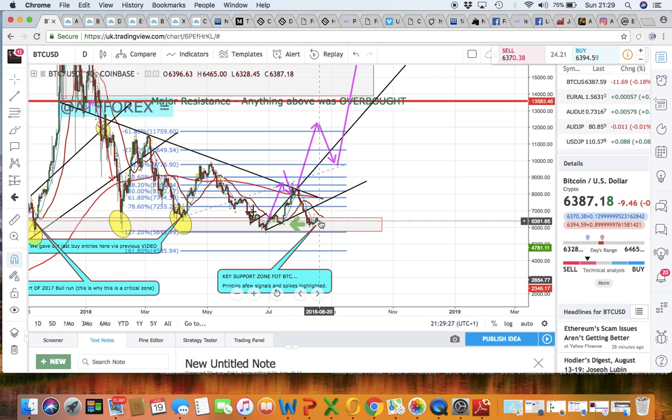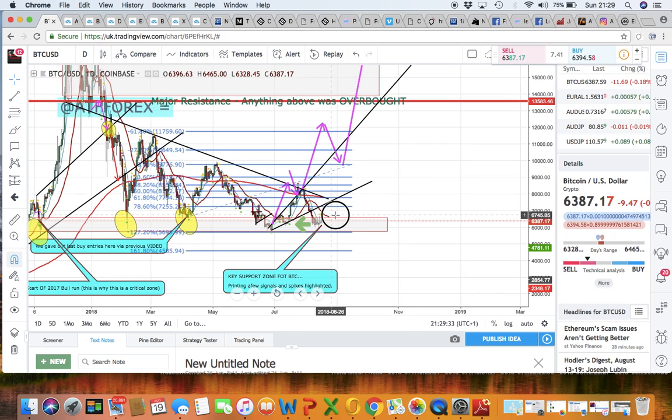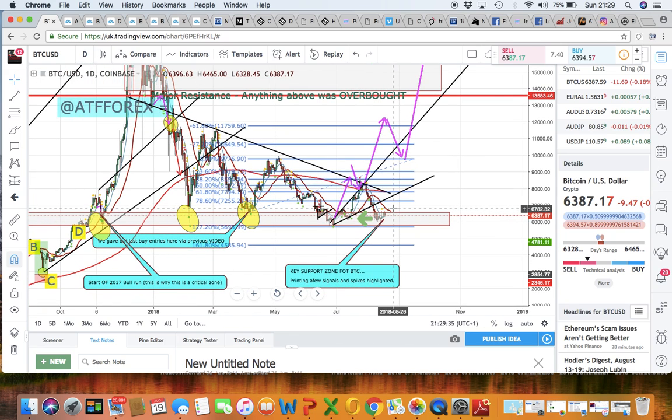We just need to get above this moving average and break above 6,800, which is a very key level as well, because that is another one of the key levels that we needed to break above once we retested 5,000 to take us on the start of the bull run in 2017. So 6,800, very key level.